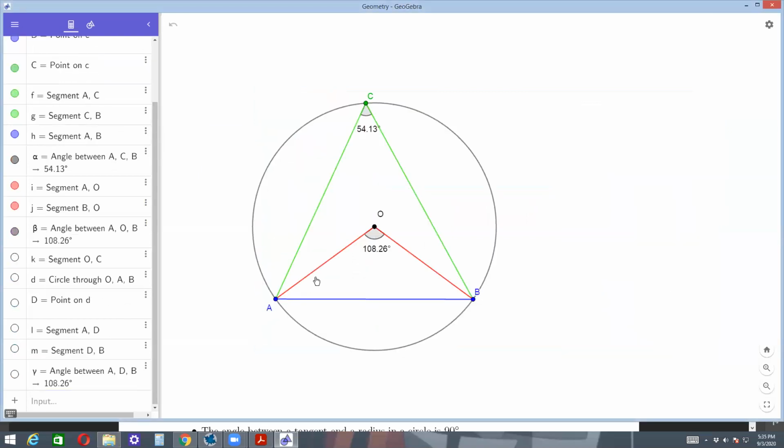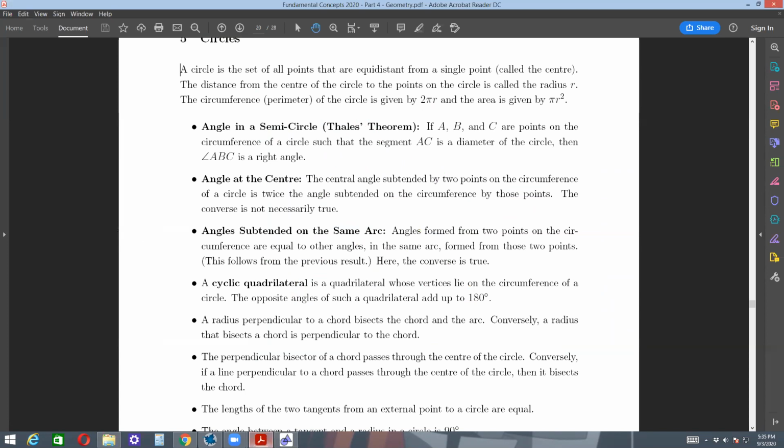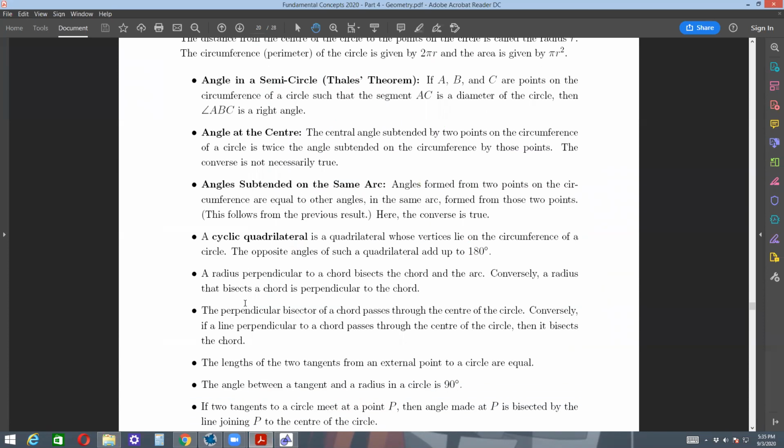Right. So we know that the angle subtended by this chord AB is the same no matter what the point is. If I put C here or I put C across here, it's still the same angle. There is another related theorem that is not stated here, I think.